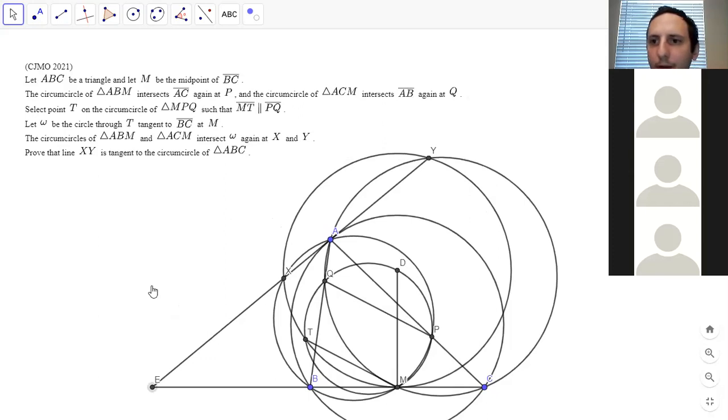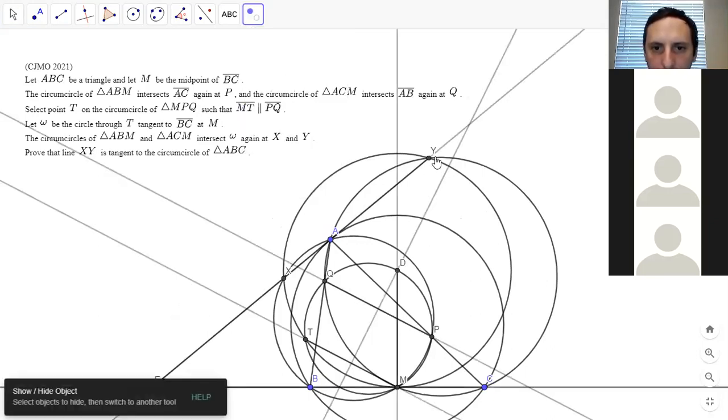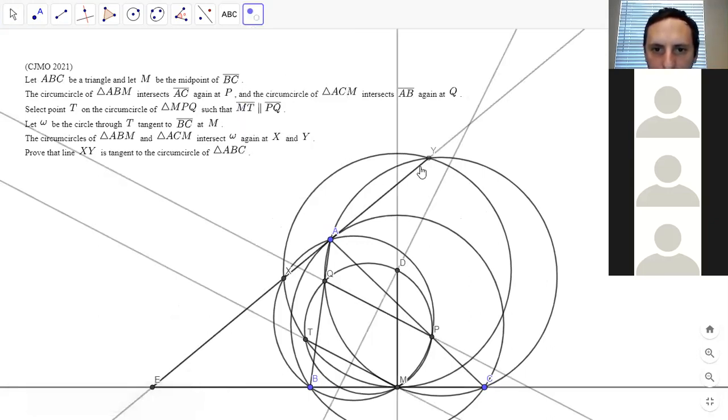Oh, you assumed X, A, and Y are collinear? But we could let. I think we should delete Y. Yeah, first show that AX is tangent.